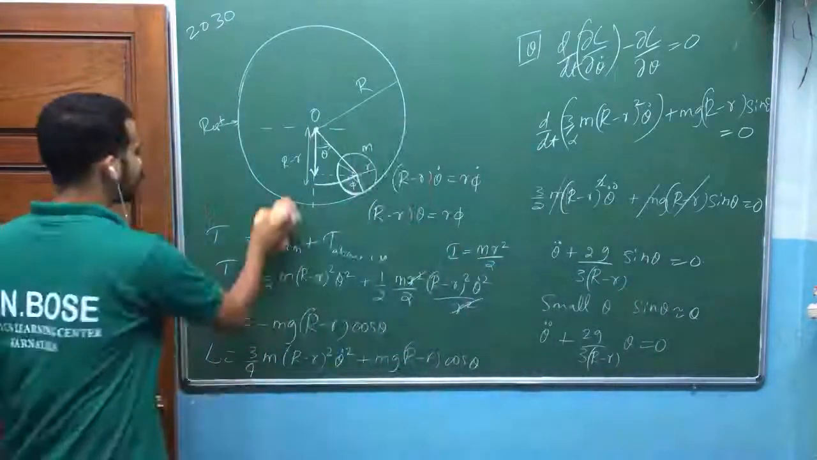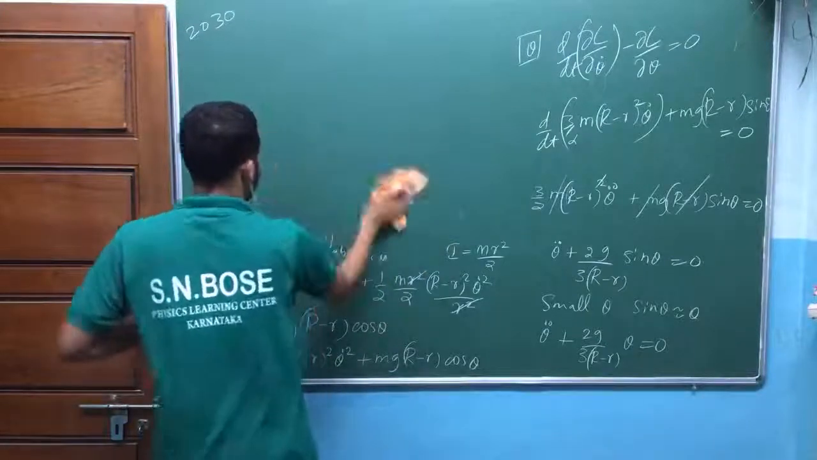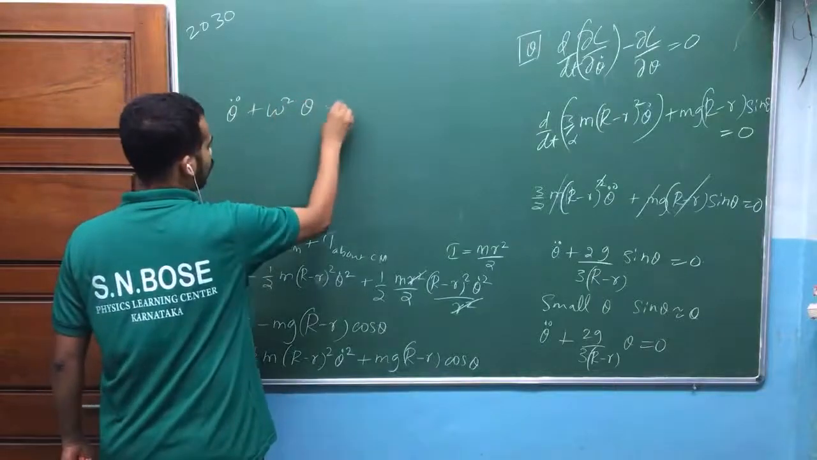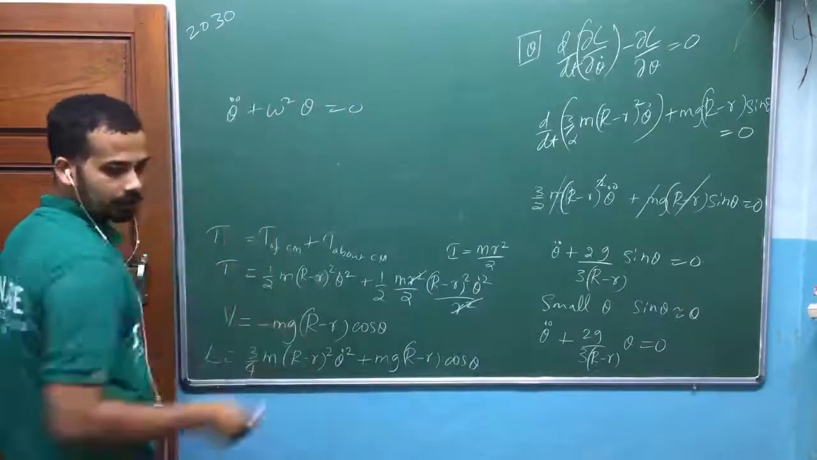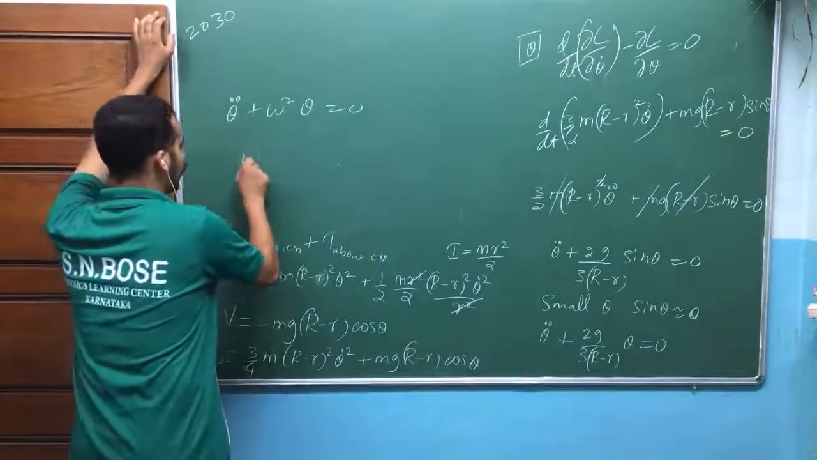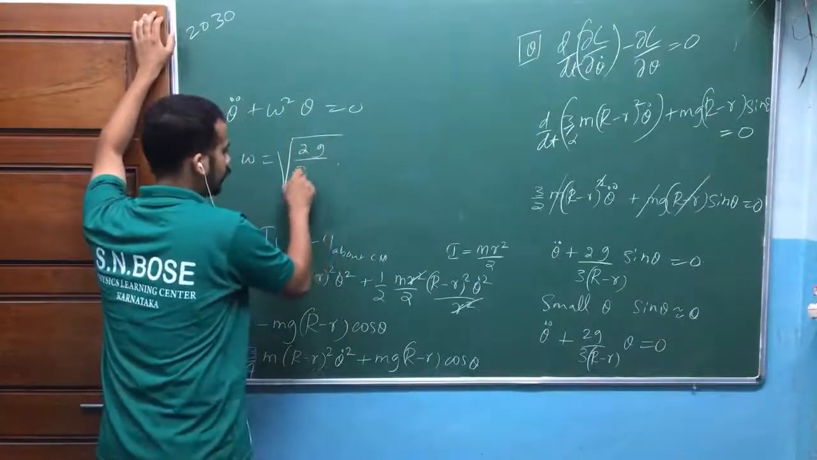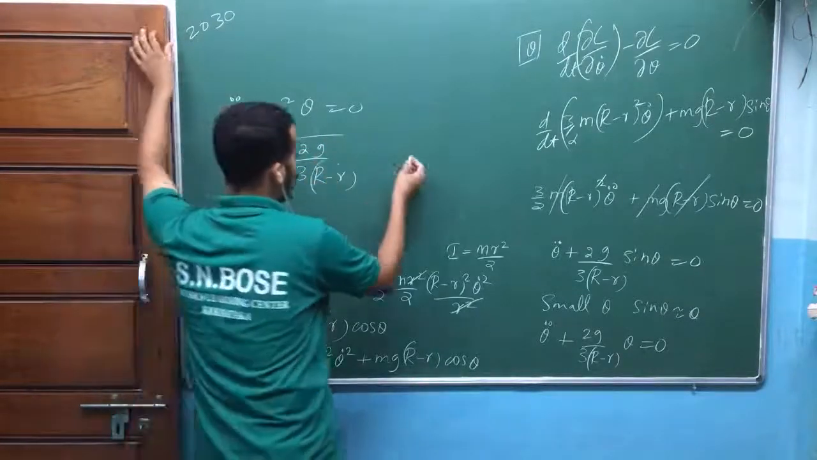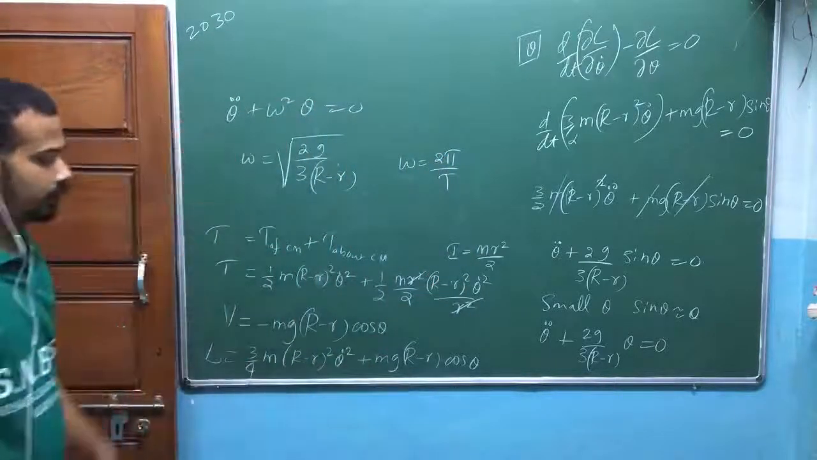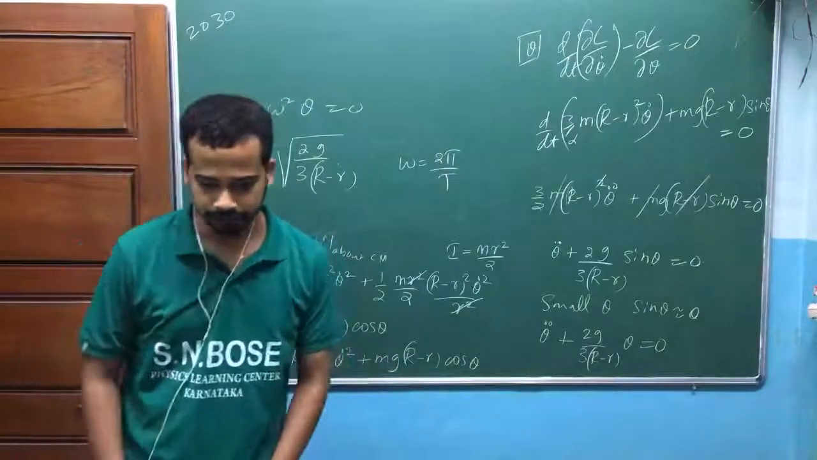This equation is of the form theta double dot plus omega square theta is equal to 0. You can convert that into linear also, but it is not needed, where omega is equal to root of 2g by 3 into r minus r, where again omega is equal to 2 pi by T. You can solve it for T also if they ask for the time period. So any question here? I hope this is a very simple problem.